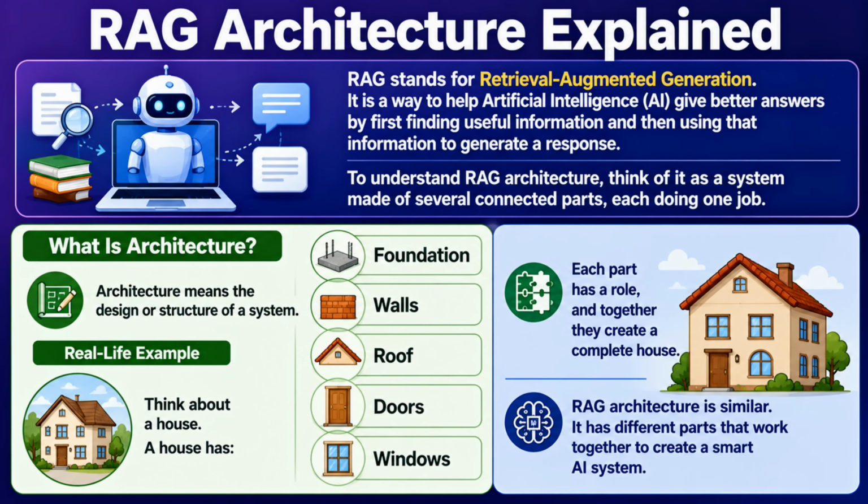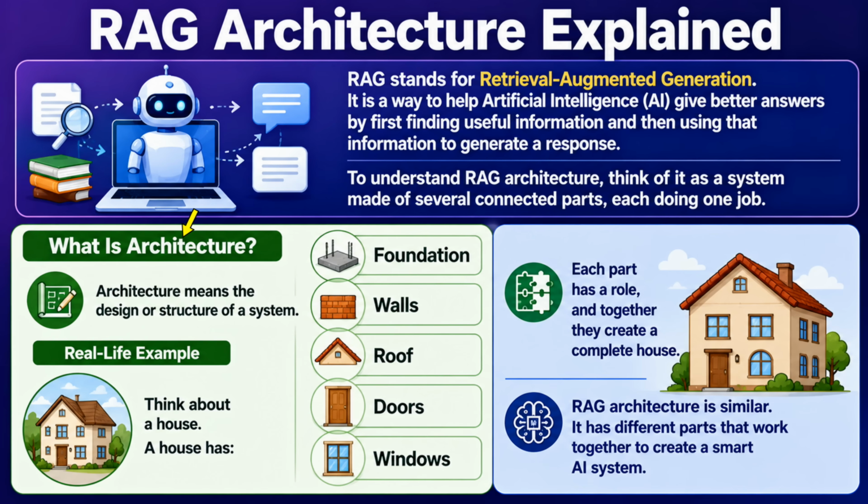In this video I will explain RAG architecture. RAG stands for Retrieval Augmented Generation. RAG is a way to help artificial intelligence give better answers by first finding the useful information and then using that information to generate a response. To understand RAG architecture, think of it as a system made of several connected parts, each doing one job.